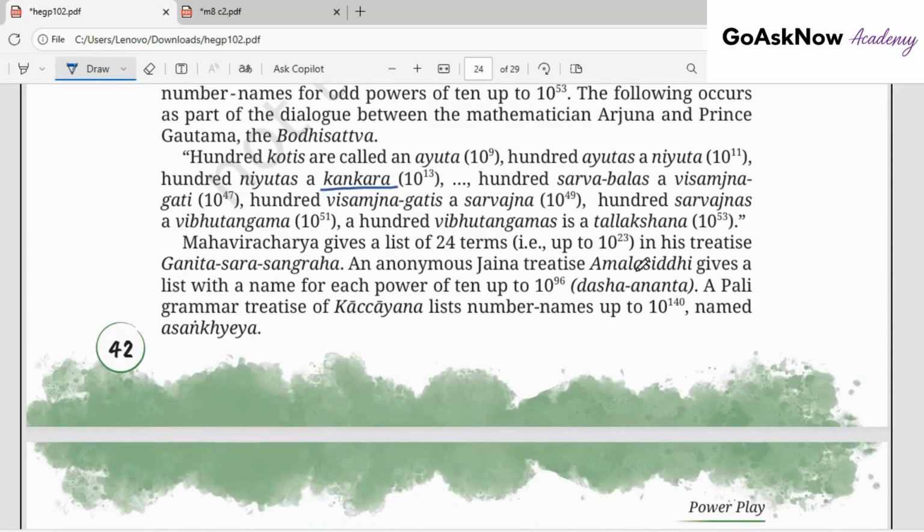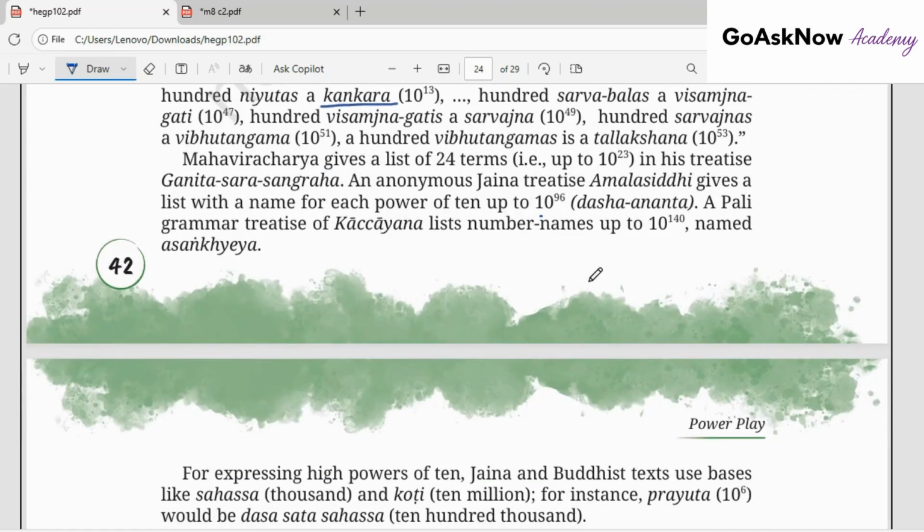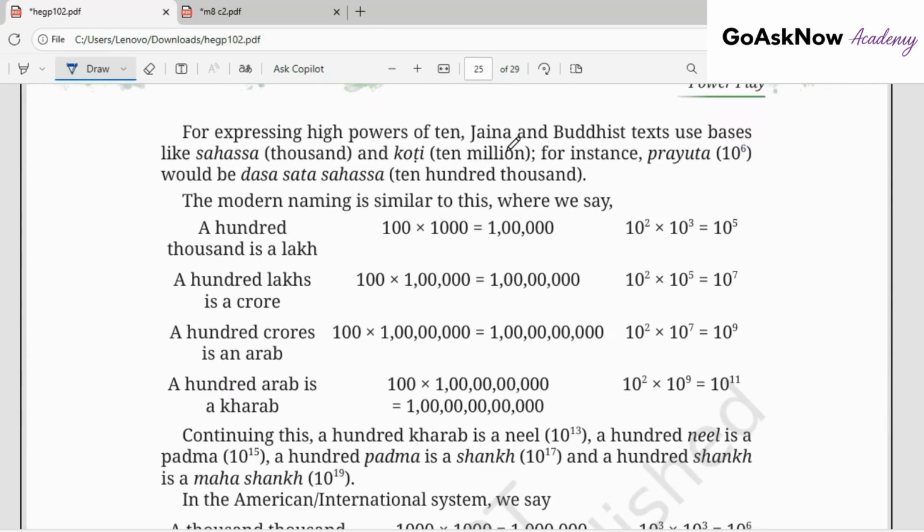These are different names used in the earlier times. Next, 10 power 19 is known as Dasha Anata in a grammar treatise of Katyayana. Lists number names up to 10 power 140 named Asankhyeya. For expressing high powers of 10, Jaina and Buddhist texts use the base of Sahasra, 1000, and Koti, 10 million. For instance, Prayuta, 10 power 6, would be Dasa Shata Sahasra, 1,000,000.